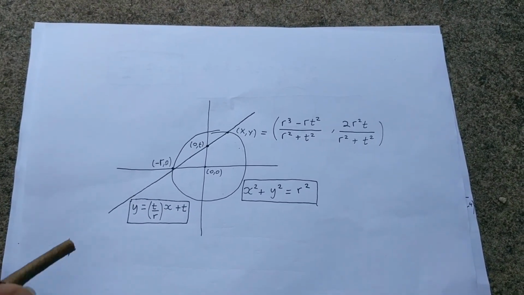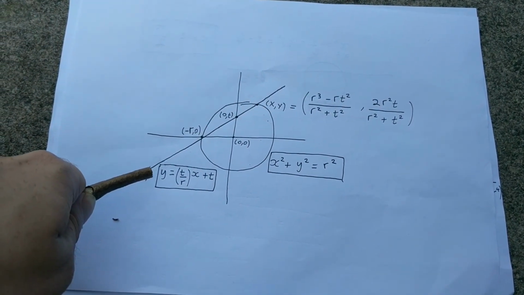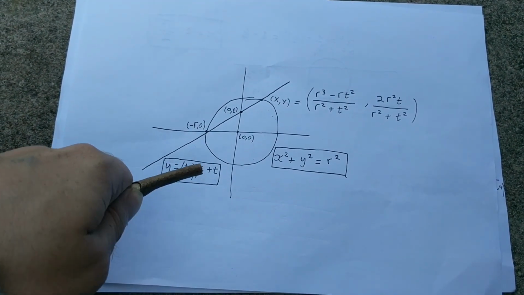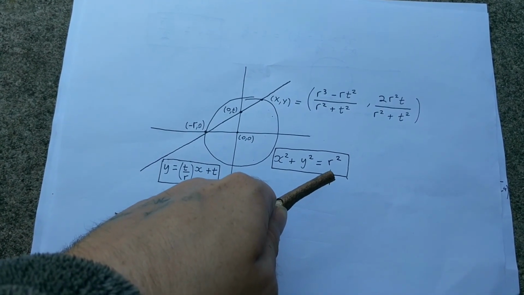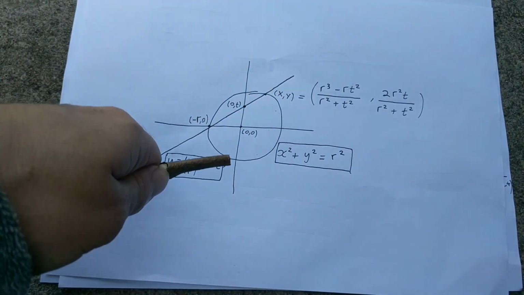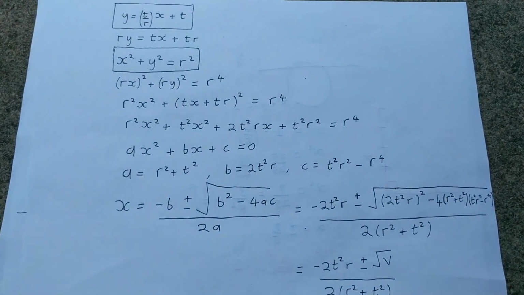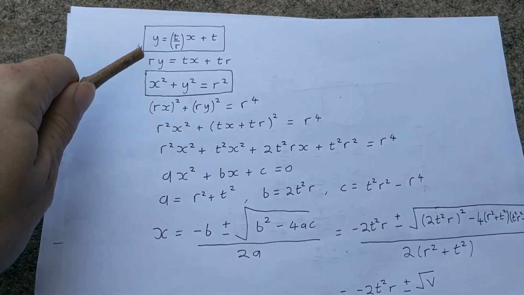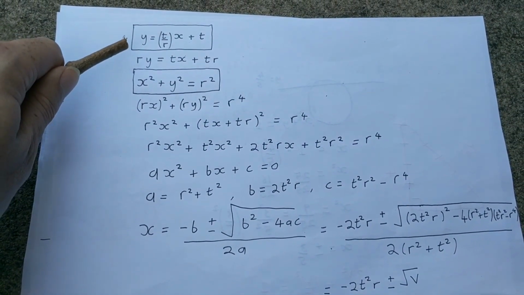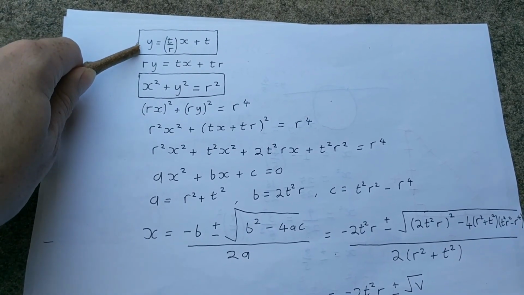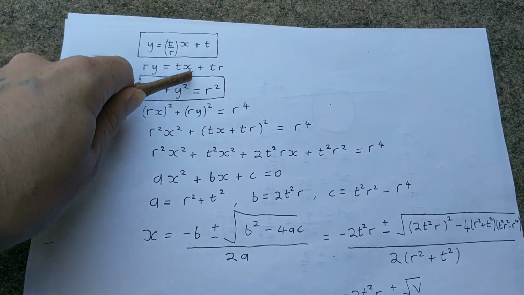Okay, so let's now solve this algebraically. We know this is the equation for the line: y is t over r times x plus t. And we know this is the equation for the circle: x squared plus y squared equals r squared. So we're looking for rational x and y that satisfy both of these equations, the equation of the line and the circle. So here are our equations. I'm just going to go through this quickly because you can pause the video if you want to go through the algebra. There's the equation of the line. We'll multiply it by r to get this equation: r y equals t x plus t r.